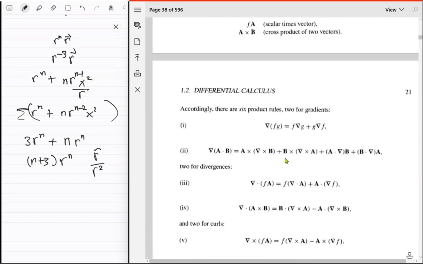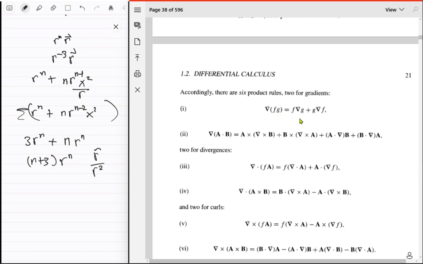Accordingly, there are six product rules, two for gradients. Okay, this is understandable because partial x of fg would just be f partial upon partial x of g plus g partial upon partial x of f. So in the x component, you just split apart the whole vector, and you get this thing. Yeah, that makes sense. Then you've got this. What is this? I have no idea what this thing is. The gradient of a dot b. Huh. What?